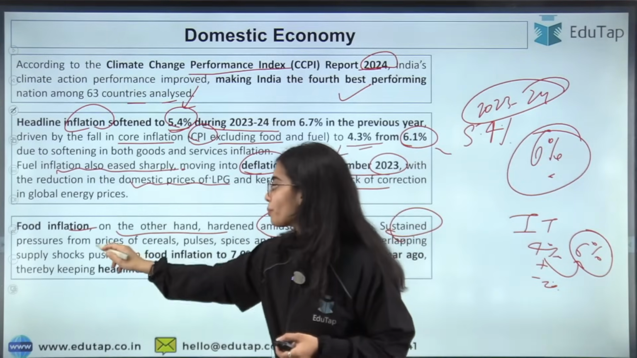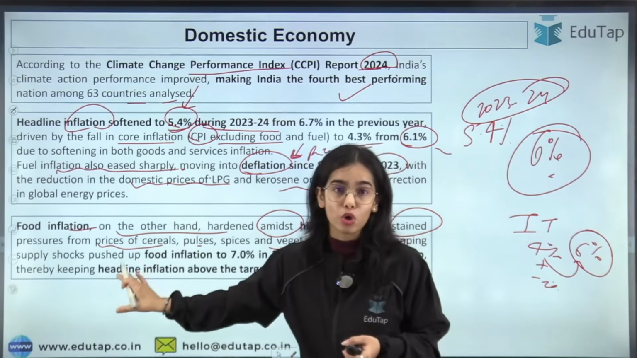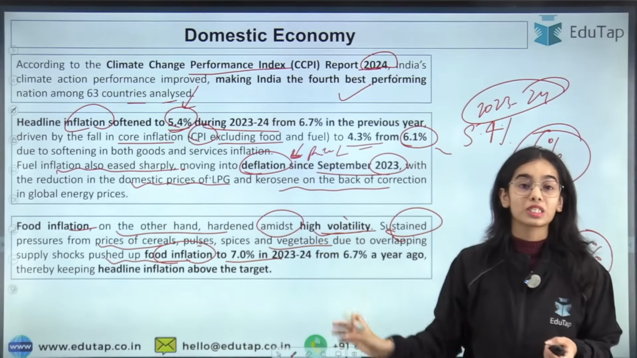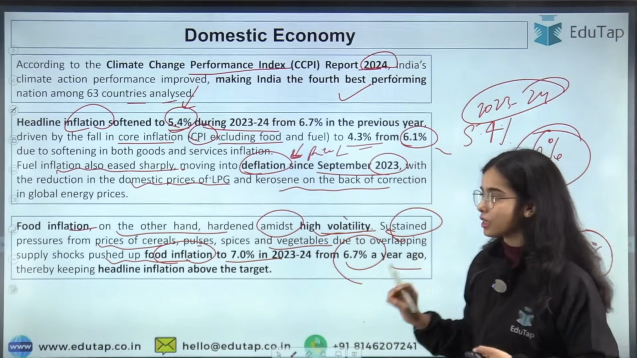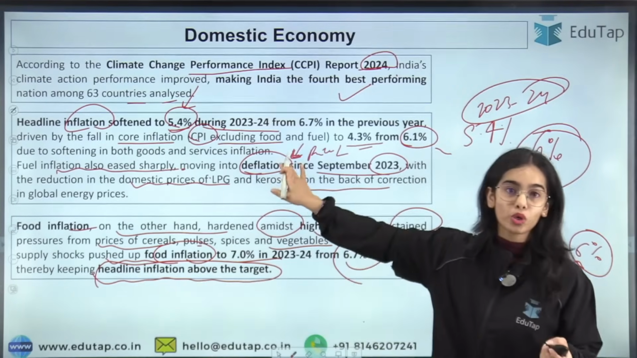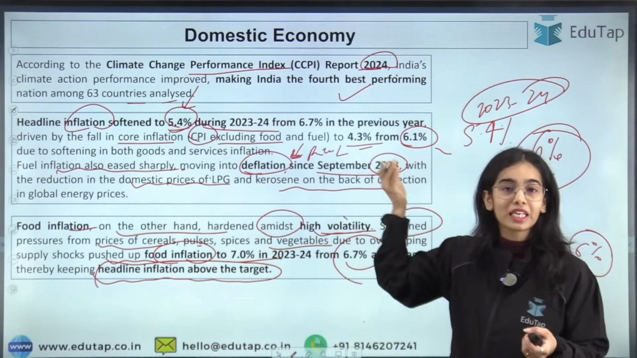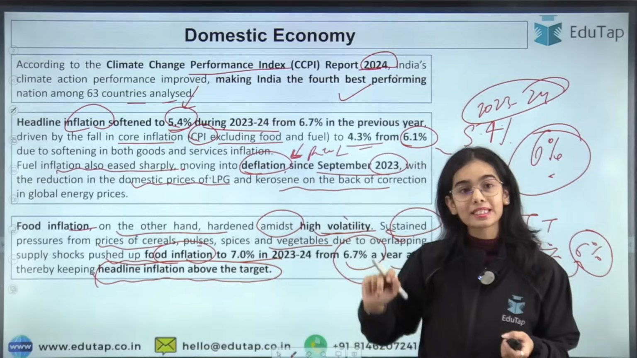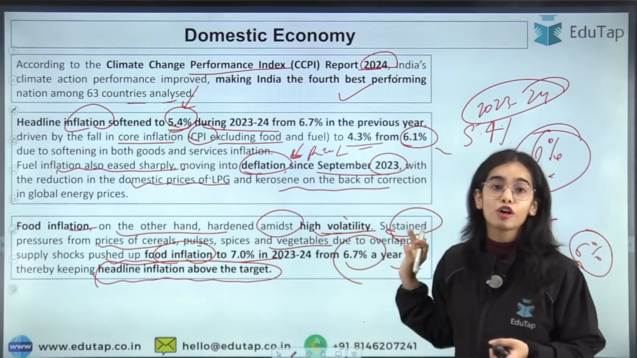Sustained pressures from prices of cereals, pulses, spices, vegetables due to overlapping supply shocks pushed up the food inflation to 7% in 2023-24. So this is the average, 7% in 2023-24 from the 6.7% a year ago, thereby keeping the headline inflation above the target. Otherwise, if you see the core inflation, that is usually the manufacturing prices and such, that has gone down. The inflation has gone down in the core inflation, as well as the fuel prices. There is actually deflation in the fuel prices. The actual problem is coming from the food inflation.